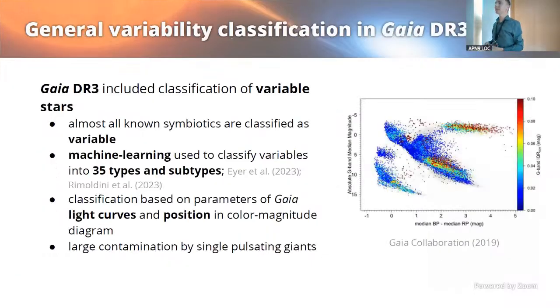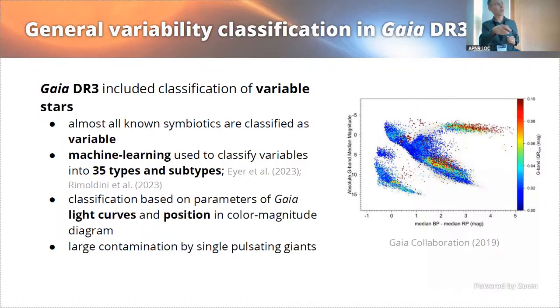And Gaia itself, Gaia DR3 itself, included 2 products that are relevant here. First of all, it included variable star classification. That was done mostly on the photometric data. And the goal was to use machine learning to classify variable stars in Gaia data into 35 types and subtypes, including symbiotic stars, which is reasonable to one extent because symbiotic stars are variable, and also Gaia sees them as variable. Here is just an HR diagram of all these classes.